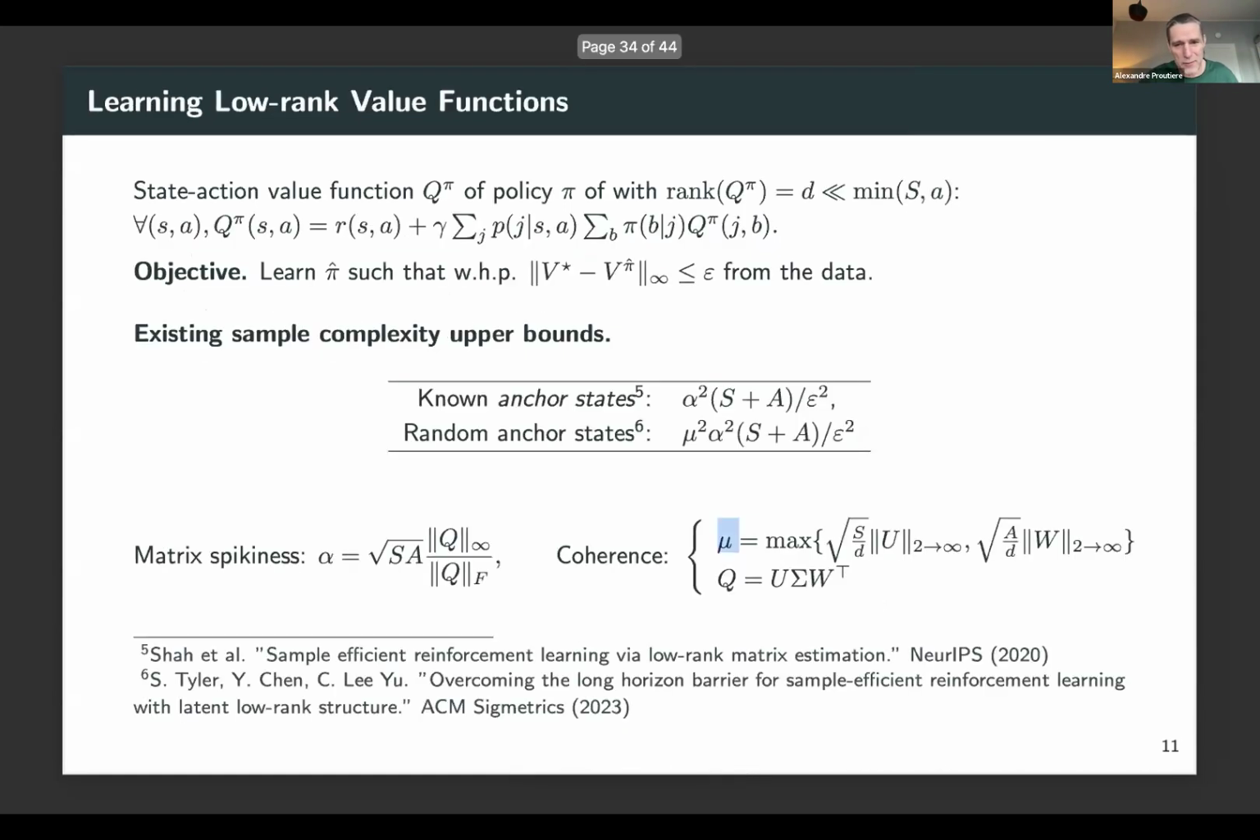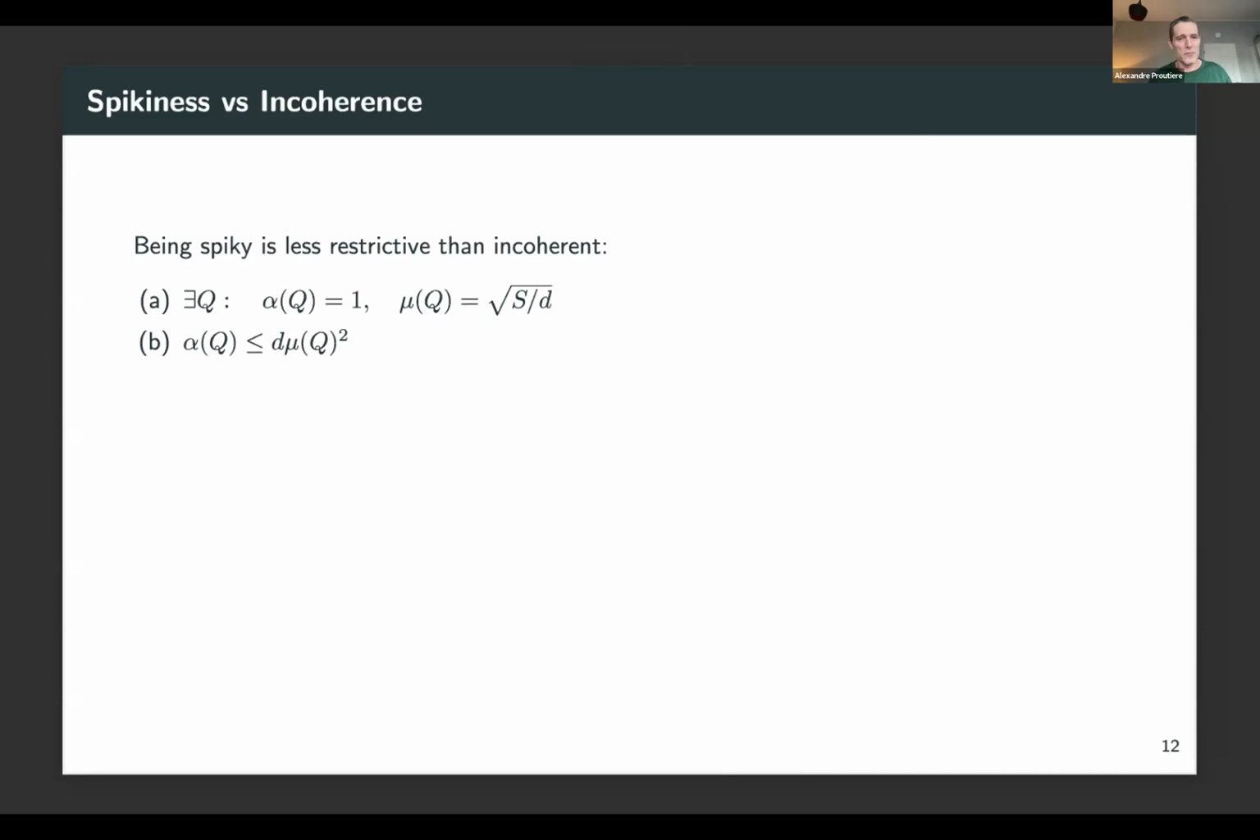Okay, so it's very important to realize that spikiness is much more general than incoherence. So being spiky is less restrictive than incoherence. To realize that, we can see that there are matrices Q such that the spikiness is equal to 1 and the coherence is still scaling with the number of states, the dimension of the matrix.